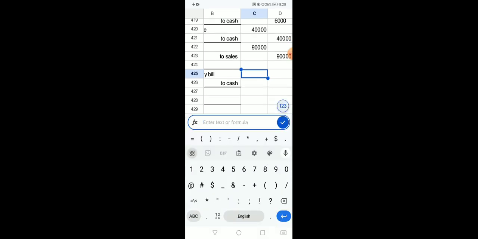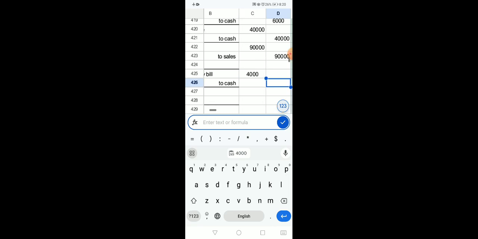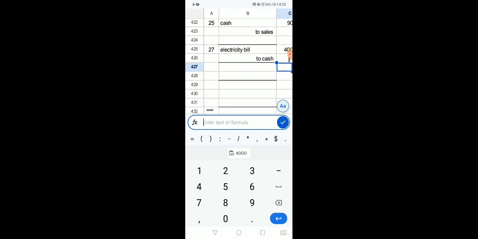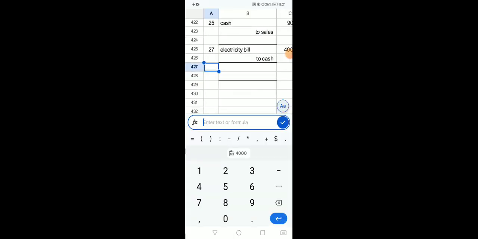But what was the amount of 27 after 90,000? We will see, it is 4,000, so you will write 4,000 on debit side, and the same amount you will be writing on credit side of this journal. In this way entry number 27 is completed. Let's see what is next, and that is 31. So we will mention 31 over here.